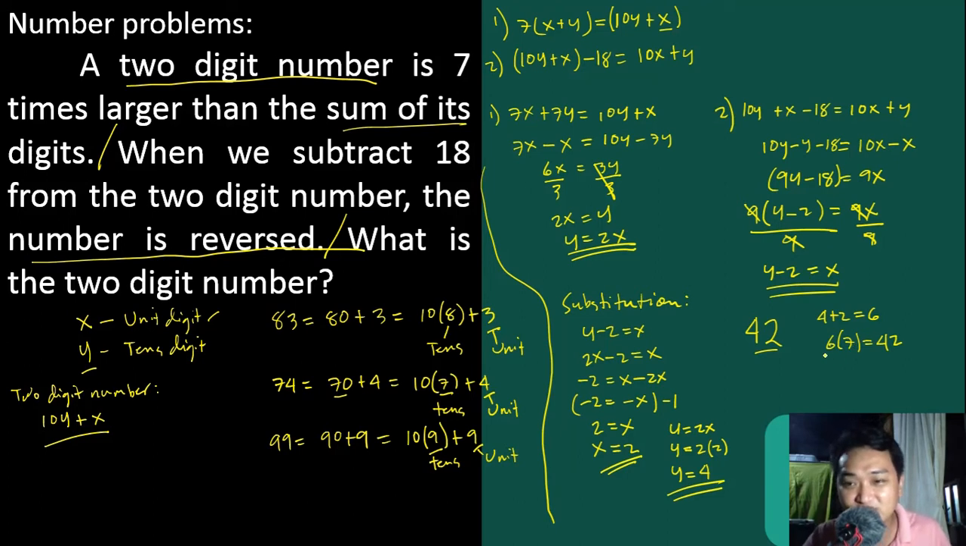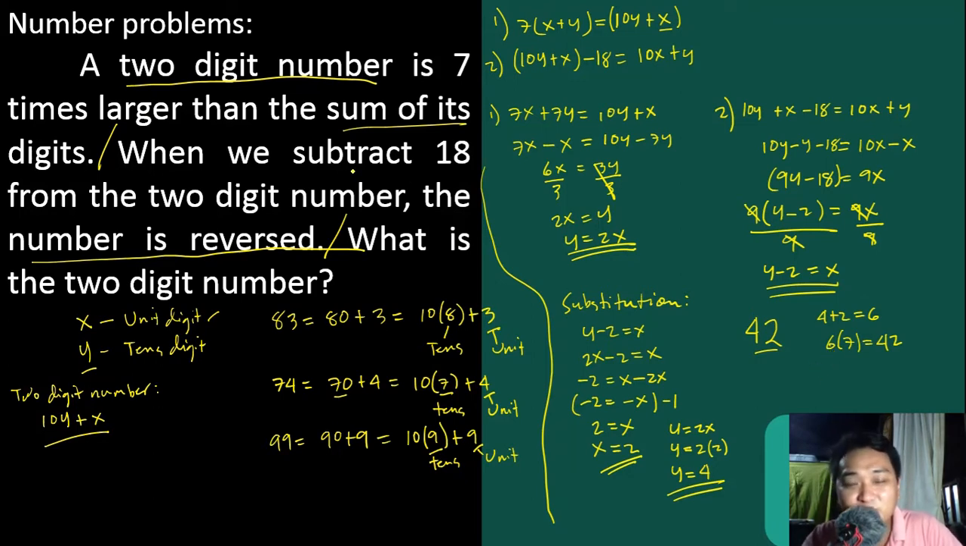So, ibig sabihin, si 42 is 7 times na mas malaki kesa dun sa sum ng mga digit na 4 plus 2, which is 6, which is tama.